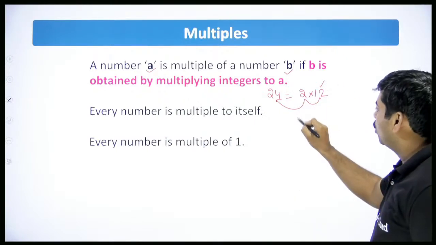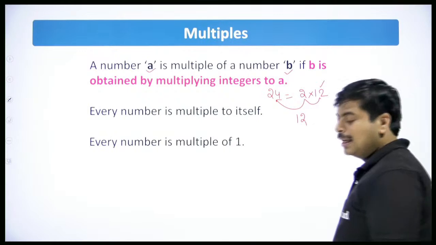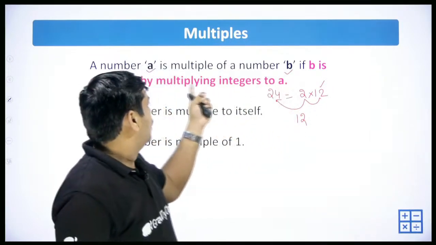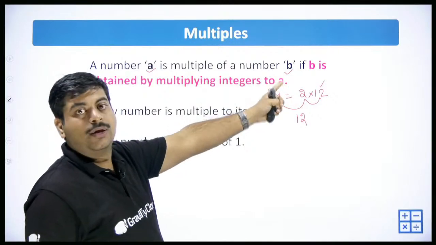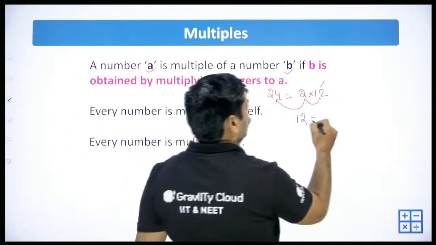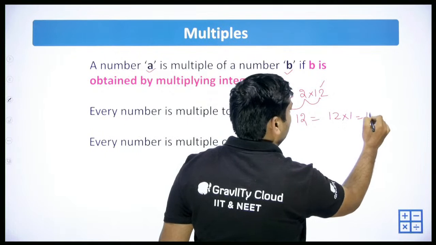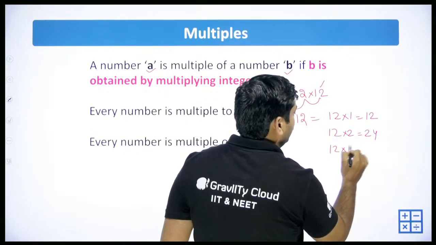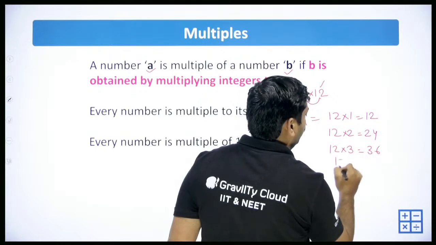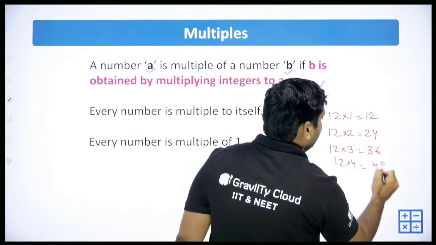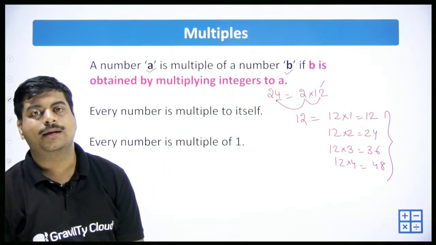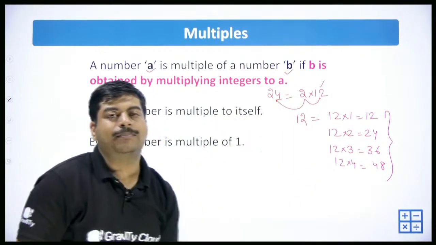So let me write all the multiples of 12. We need to multiply by integers. So 12 into 1 is 12, it is a multiple. 12 into 2, 24, is a multiple. 12 into 3, 36, is a multiple. 12 into 4, 48, is a multiple. In that way, how many multiples can you write? Infinite multiples. You can write infinite multiples in this sequence.